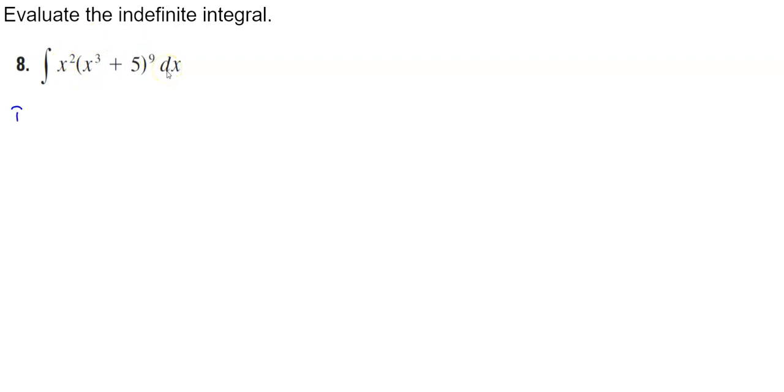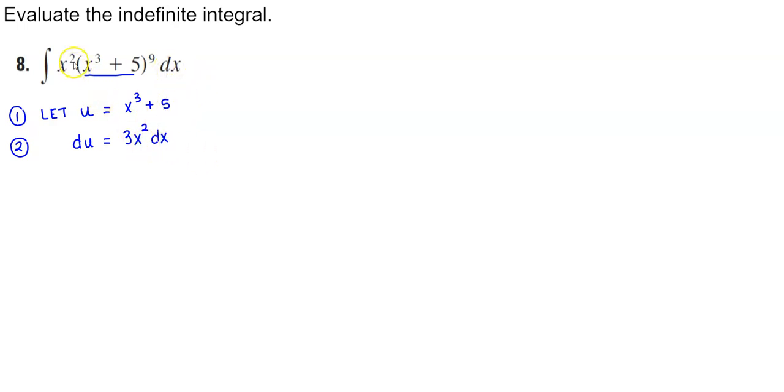So what we're going to do is take a look at what's here in the parentheses, and we're going to let u equal x cubed plus 5. Okay? And now we're going to take the derivative of both sides. So we're going to have du, which is going to equal the derivative of x cubed, which is 3x squared dx, and then the derivative of 5 is 0.